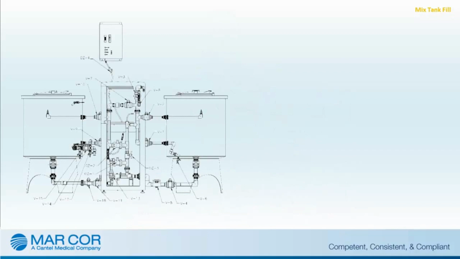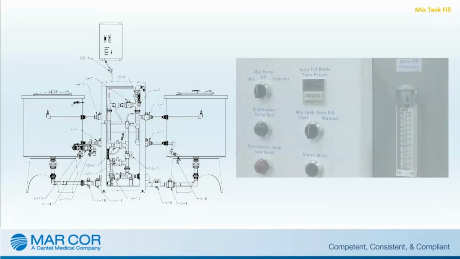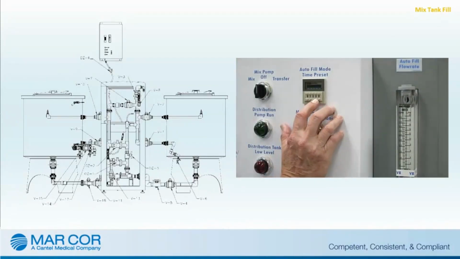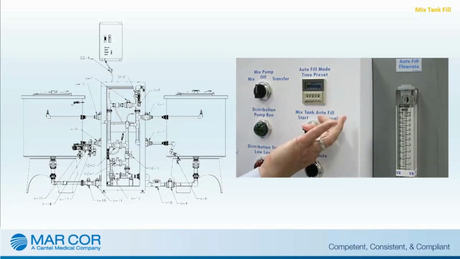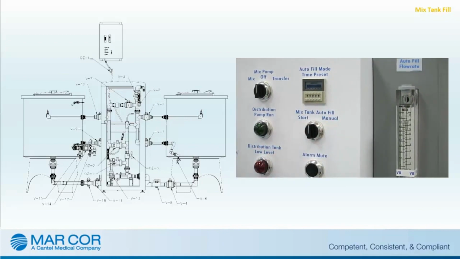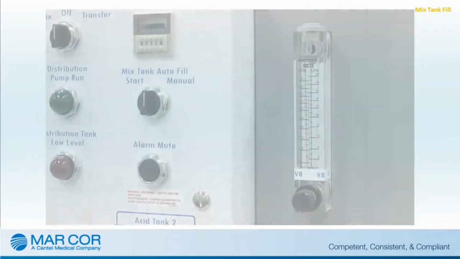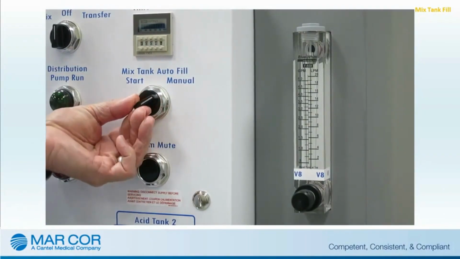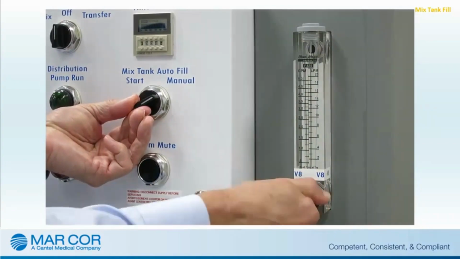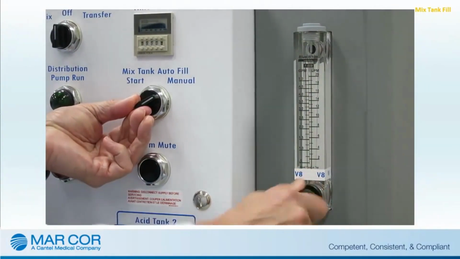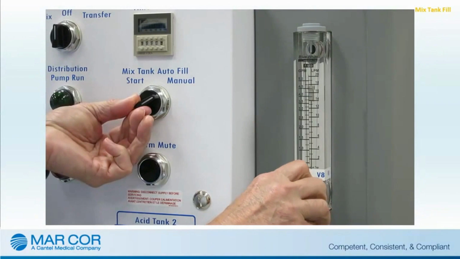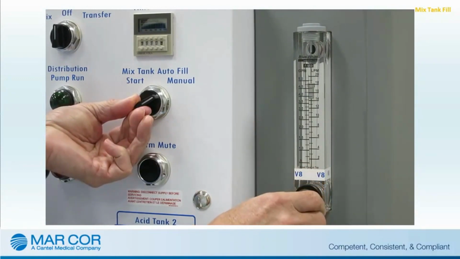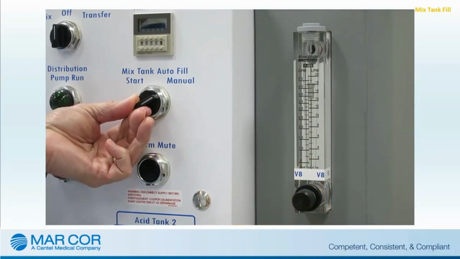To perform the mix tank fill procedure, the operator will need to ensure that the valves are in the correct positions and the timer has been set for the correct time period to allow water to fill the mix tank to the correct level. Adjusting the autofill flow rate and then setting and activating the autofill timer will fill the tank with water. The inlet water solenoid valve will automatically close when the timer reaches 0.